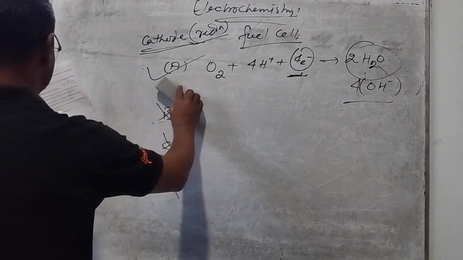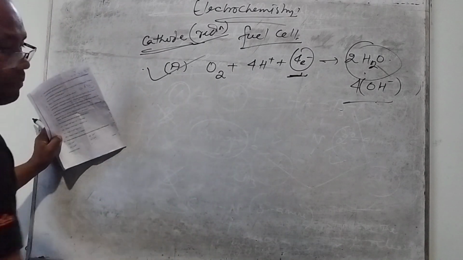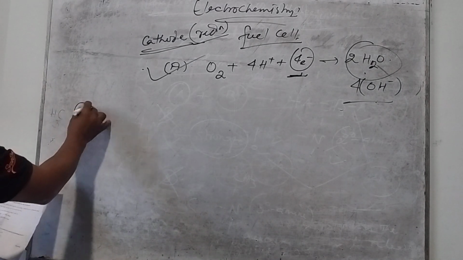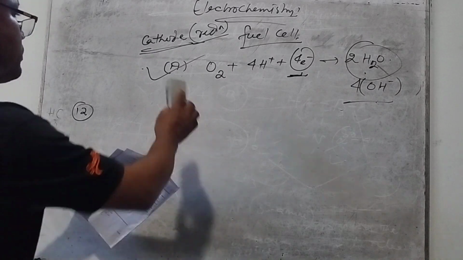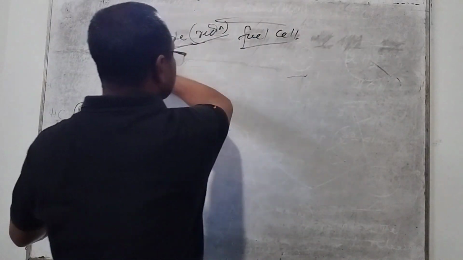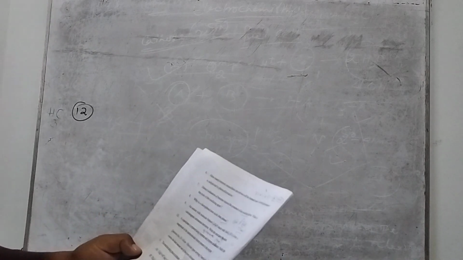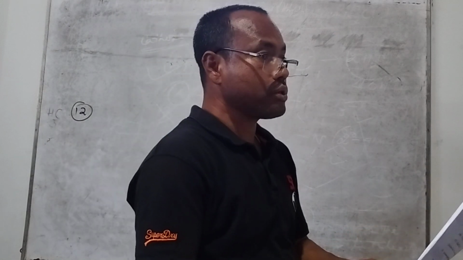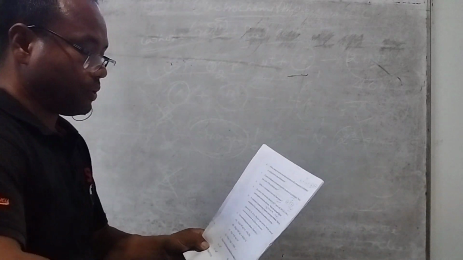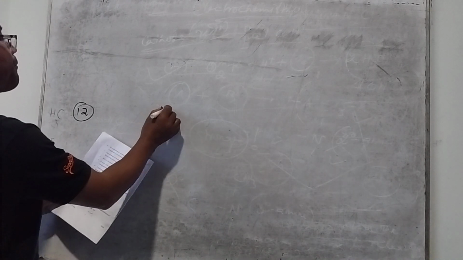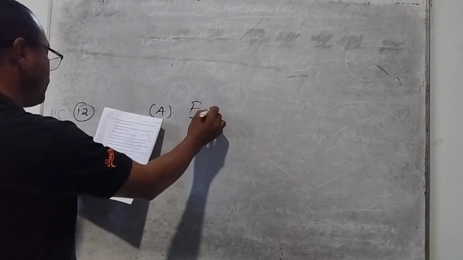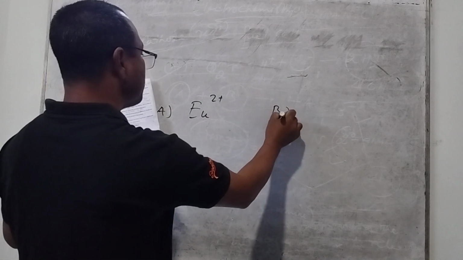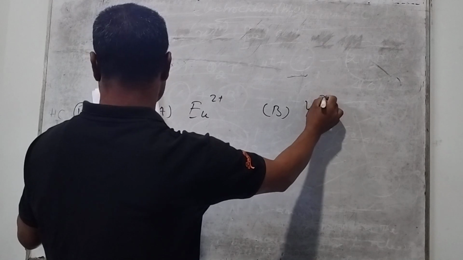Then question number 12. What is the multiple choice question? Question number 12 is: which of the following lanthanoid ions in solution is a good oxidizing agent, right? So look at option A. I don't remember the name of the element, but I could observe it from my chemistry, very easy.